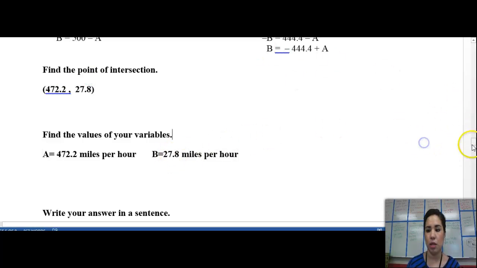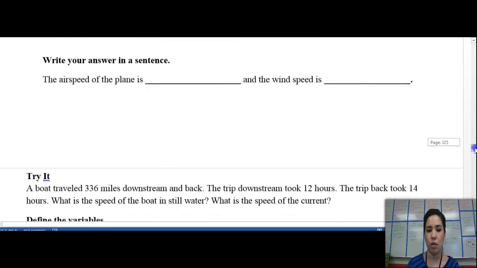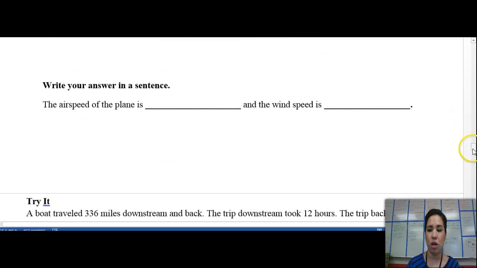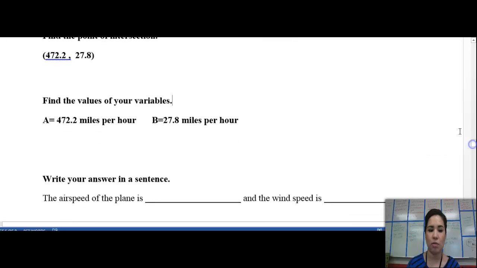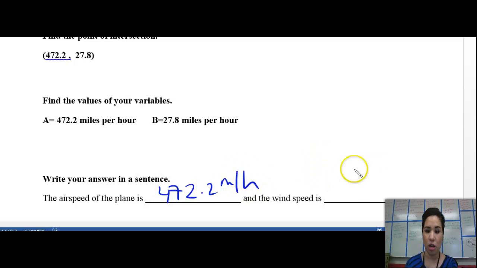And so now it says write it in a sentence. So what did we notice? Well, the airplane is traveling at a speed of 472.2 miles per hour, and the wind is traveling at 27.8 miles per hour. And that is it for this section, you guys.